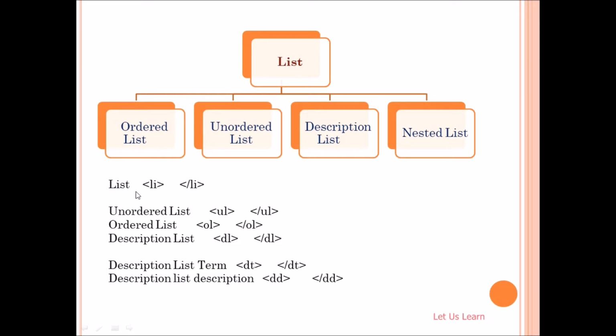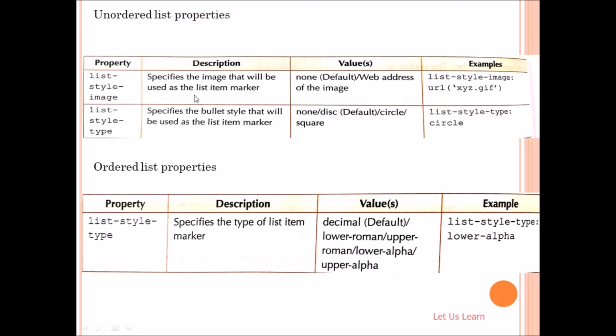Let's see, for a list item the tag is li, and it has an off tag also. In the same way, the unordered list will have ul, the ordered list will be ol, and the description list is dl. In the unordered list there are two properties. Either you can use an image or shapes, as I told.